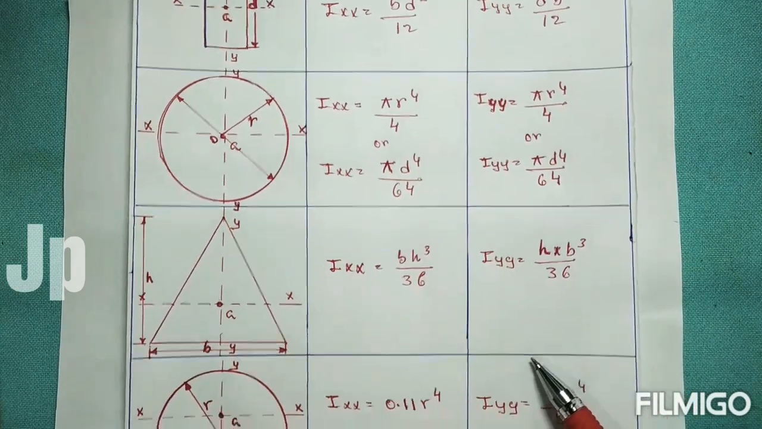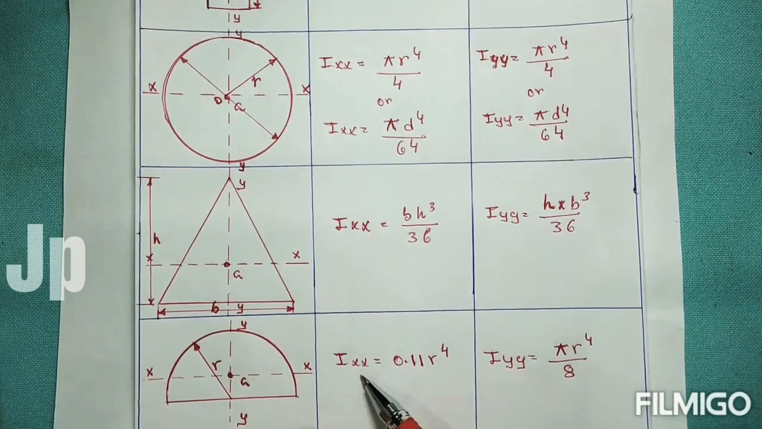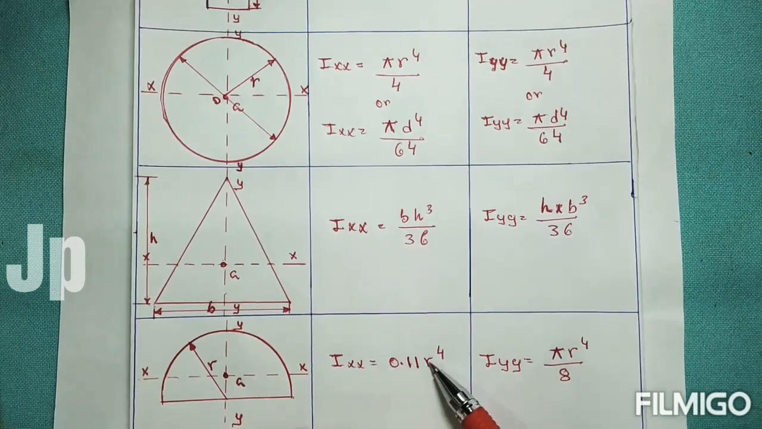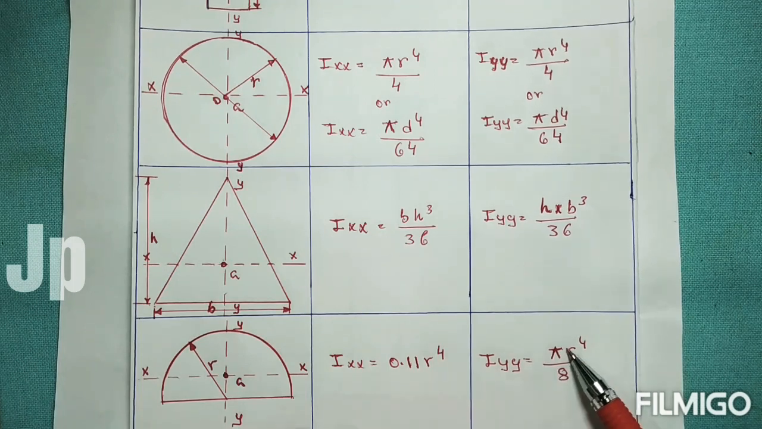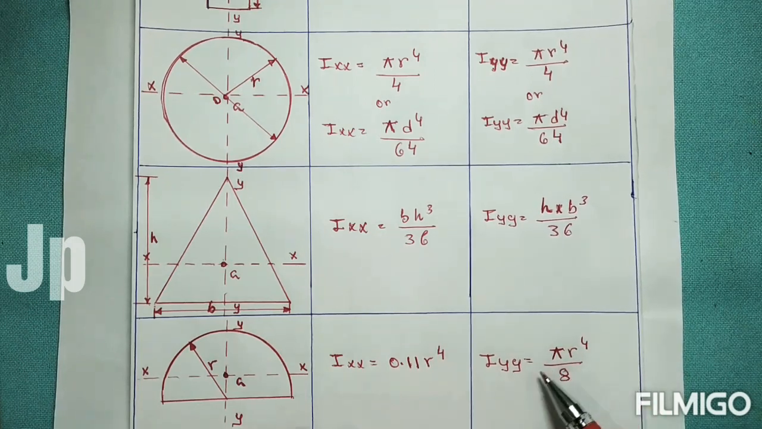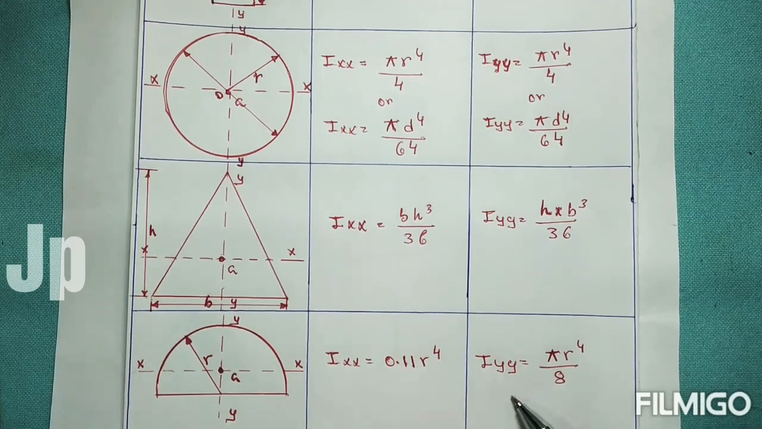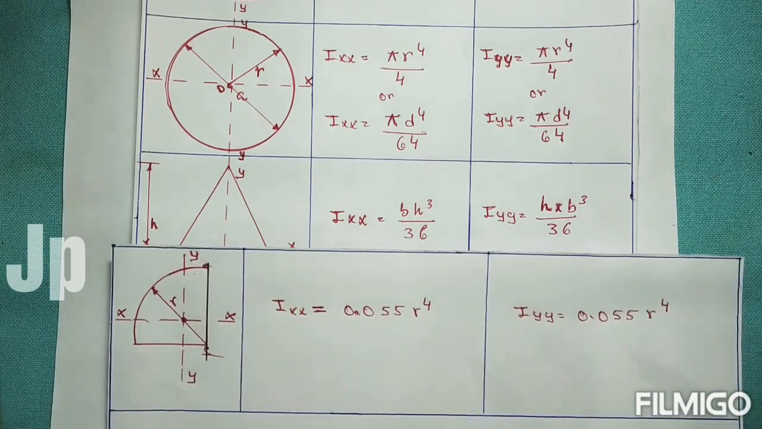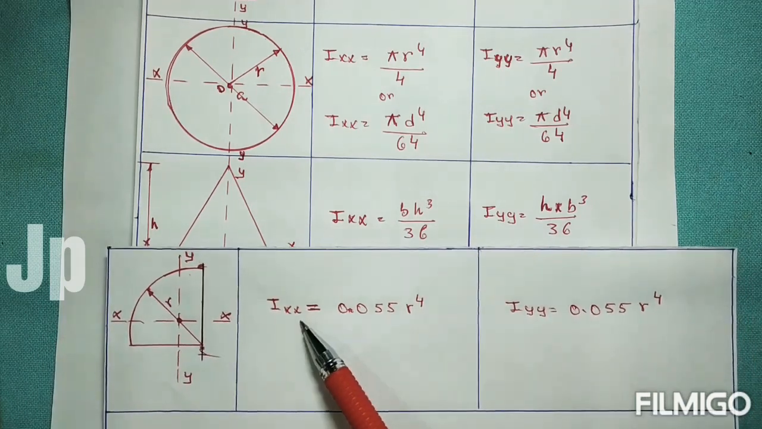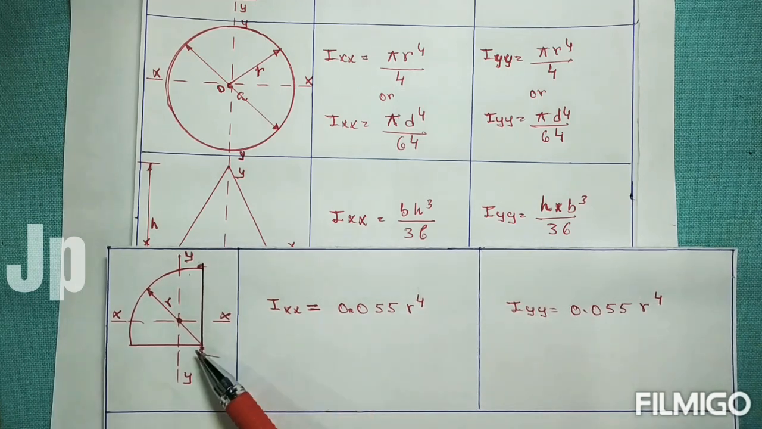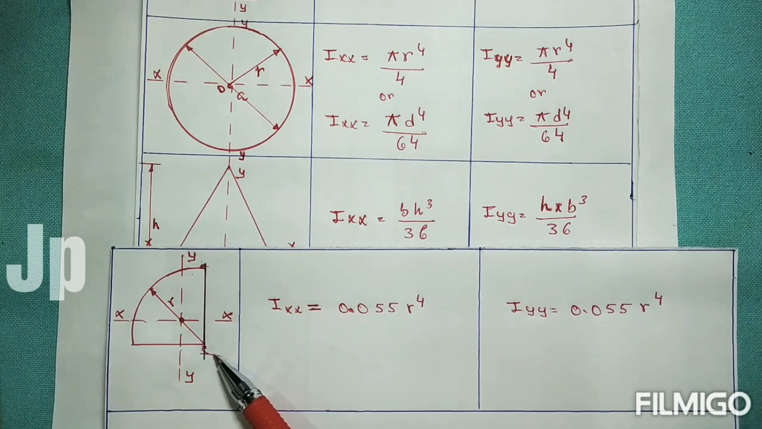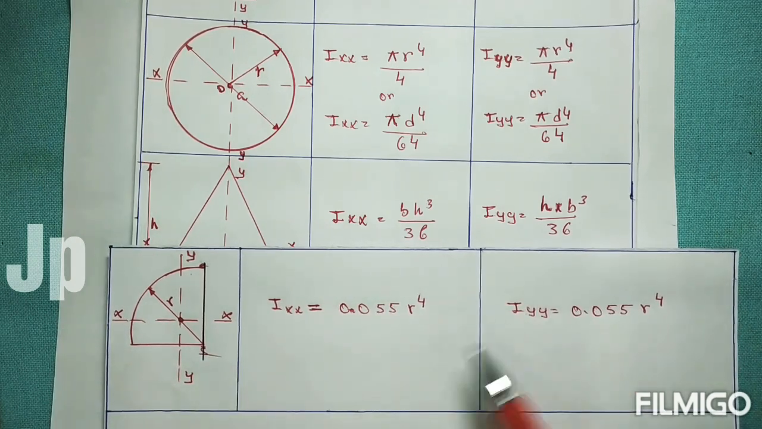Similarly, if you consider the semicircle, Ixx is equal to 0.11 r to the power 4 along the x-axis, where r is the radius of the semicircle. Along the y-axis, that will be pi r to the power 4 by 8. Next, one more I will show, that is the last one, the quarter circle. For the quarter circle, Ixx is equal to 0.055 into r to the power 4, where r is the radius of the quarter circle. Then along the y-axis it will be the same in both directions.